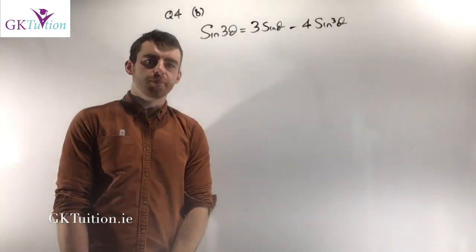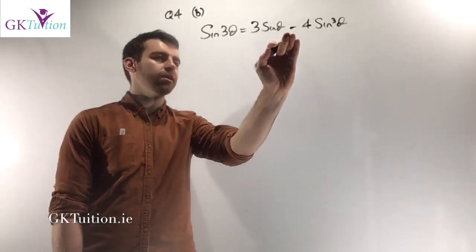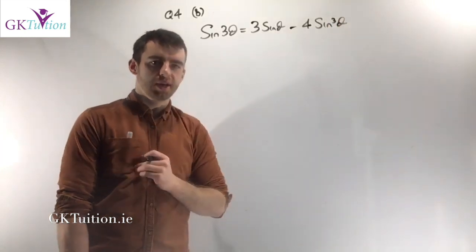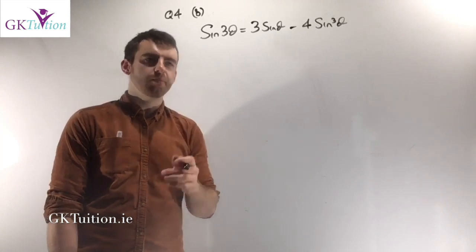Okay, so for question 4 part B, I'm asked to prove that sine 3 theta is equal to 3 sine theta minus 4 sine cubed theta. You need to recognize this. There were 2 similar proofs that we did in complex numbers.